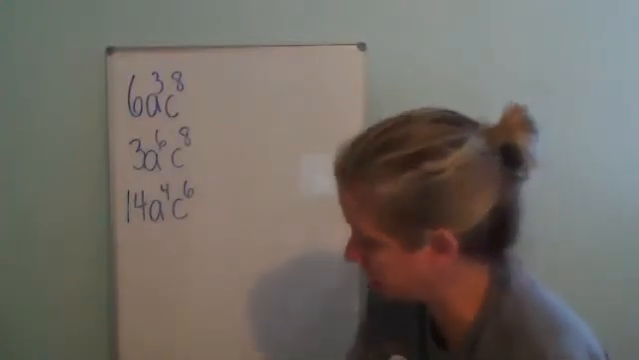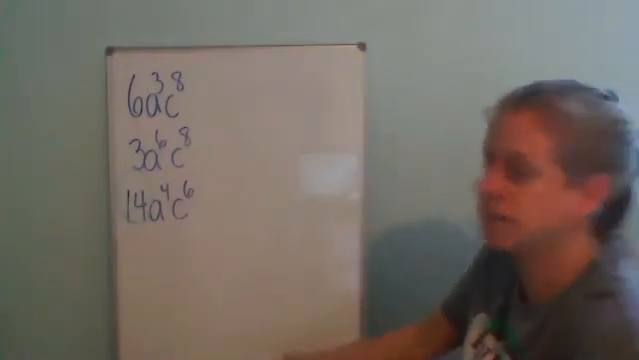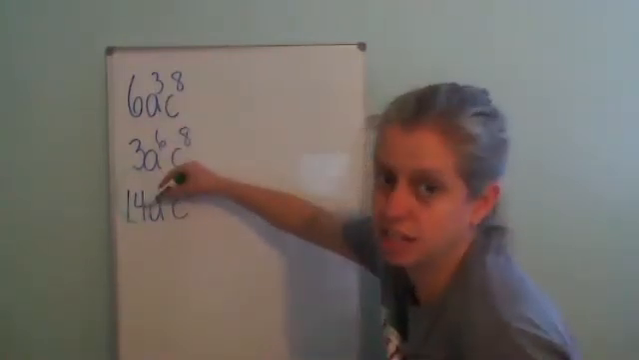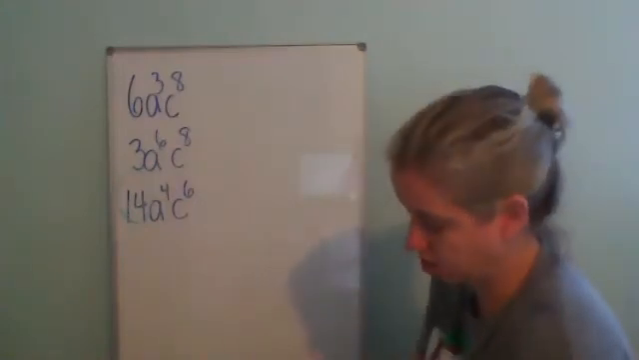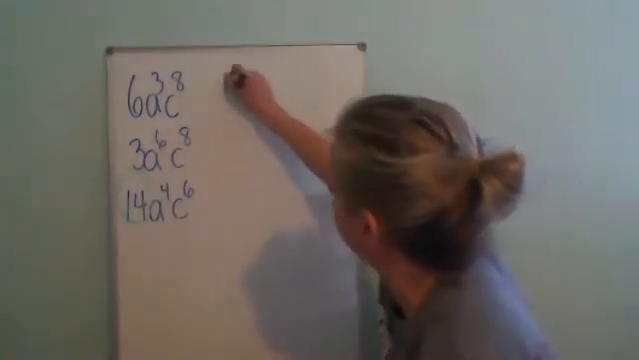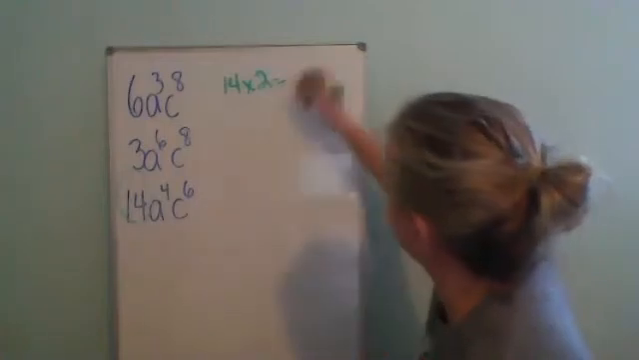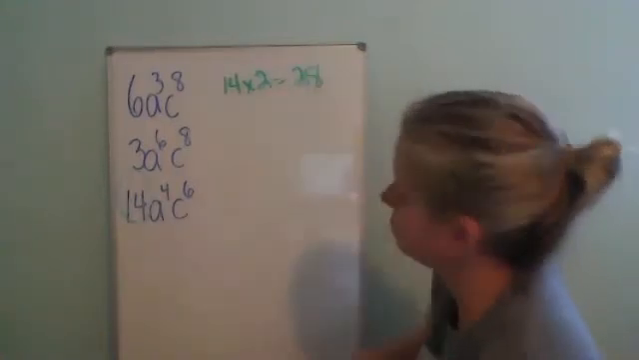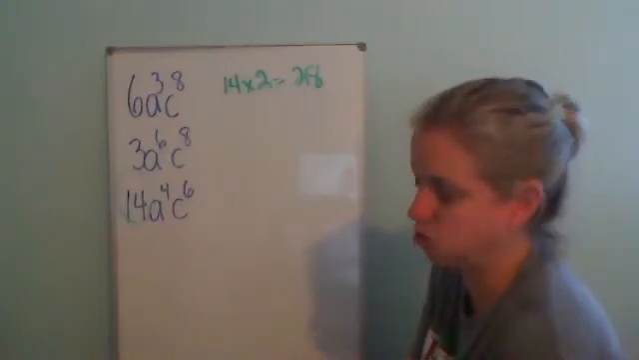So who's my biggest number? That 14 is. So let's see. Will 6 go into 14? 6 does not go into 14, and neither does 3. So the next thing I need to do is do what? Find the next number that 14 goes into. So let's see. 14 times 2 gives me 28.